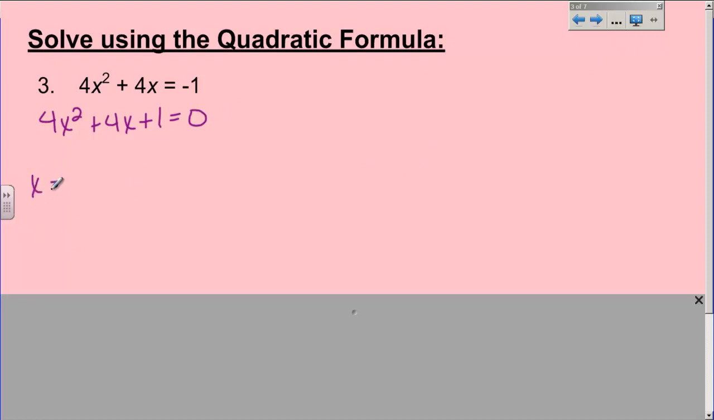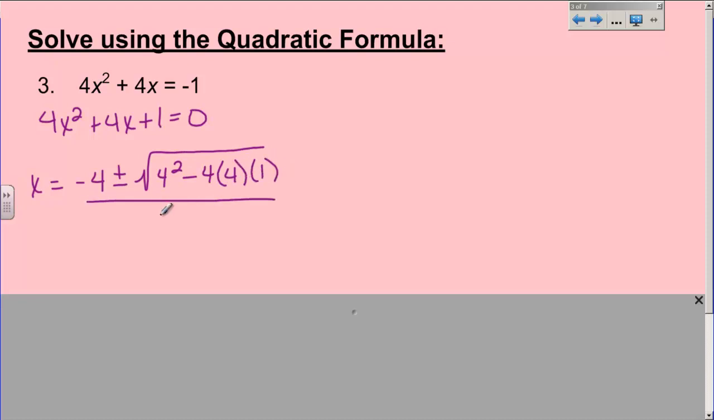So I have x equals the opposite of b, which is negative 4, plus or minus b squared, so 4 squared, minus 4 times a times c. All of this is divided by 2 times a. And let's simplify. So x equals negative 4 plus or minus the square root of, well, this becomes 16. And then negative 4 times 4 is negative 16 times 1 is still negative 16, all over 8.